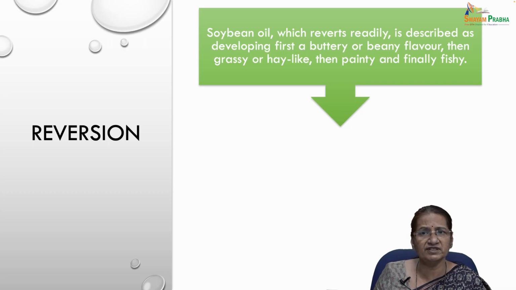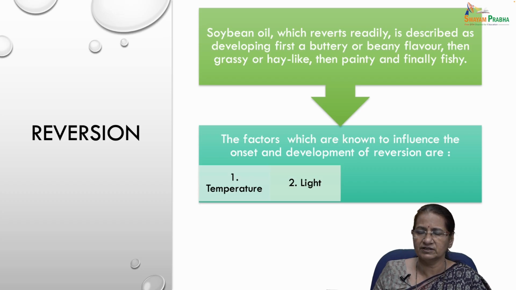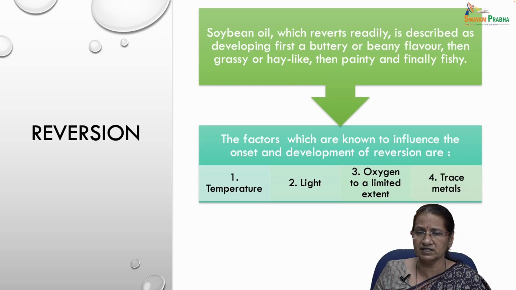Soybean oil, which reverts readily, is described as developing first a buttery or beany flavor, then grassy or hay-like, then painty, and finally fishy. The factors which are known to influence the onset and development of reversion are: first, temperature; second, light; third, oxygen, to a limited extent; and fourth, trace metals.